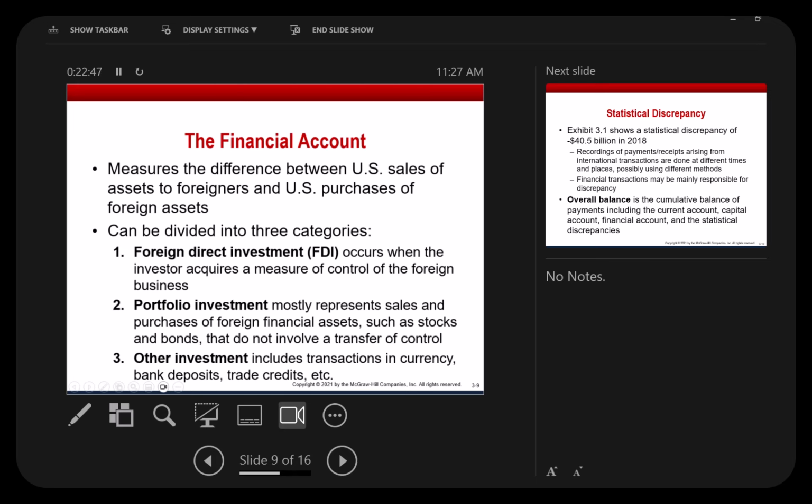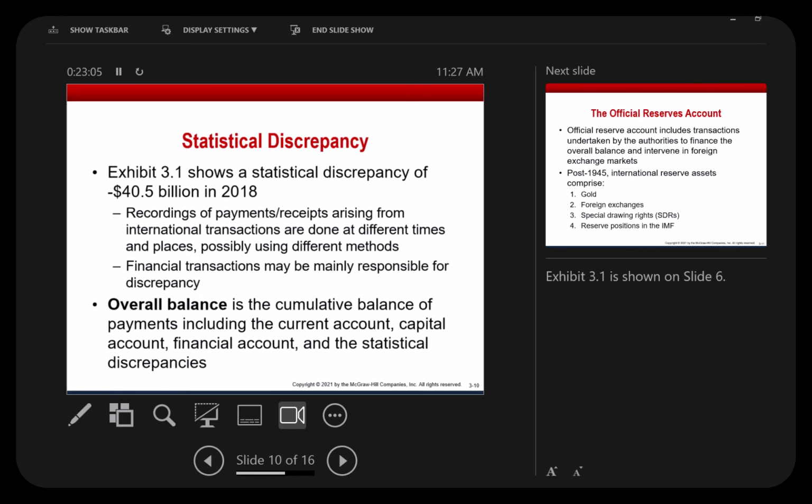Portfolio investments, sales of financial assets, stocks, bonds, and they do not involve control. The others are transactions in currency, bank deposits, trade credits, etc. We already talked about this. A lot of it is unrecorded transactions or statistical estimation errors. Even exports and imports are based on estimates.